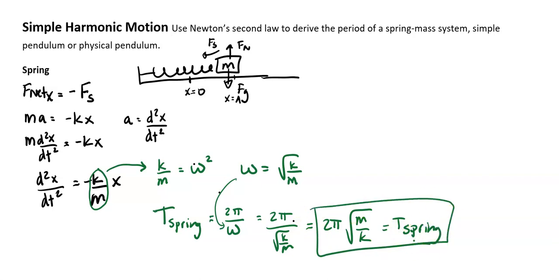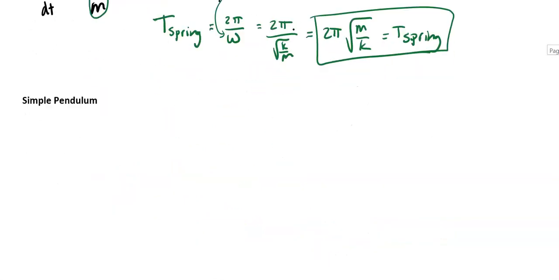Okay, great. So now we're going to go ahead and use a similar strategy. And again, if you wanted more of a refresher on why omega squared equals k over m, watch that other video that I referenced. Cool. Now we're going to go ahead and chat about simple pendulums. Okay, so we're going to go ahead and do a similar process for simple pendulums.